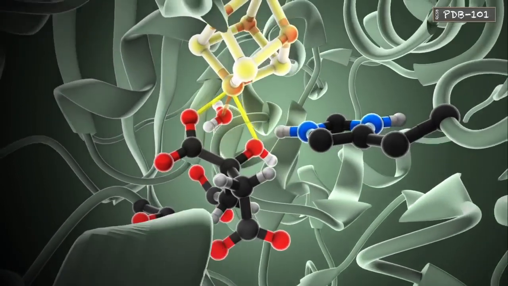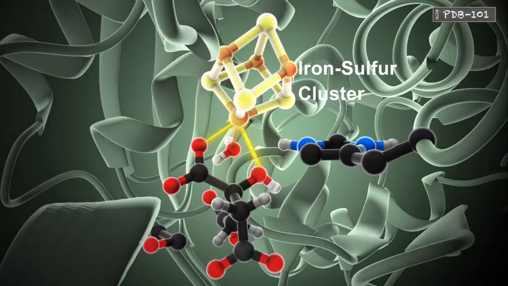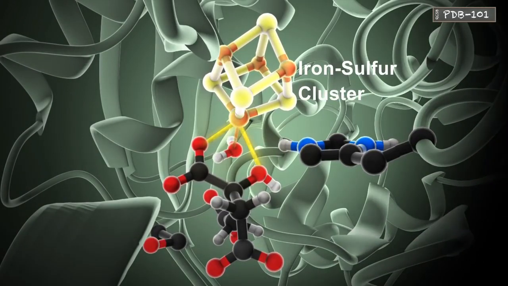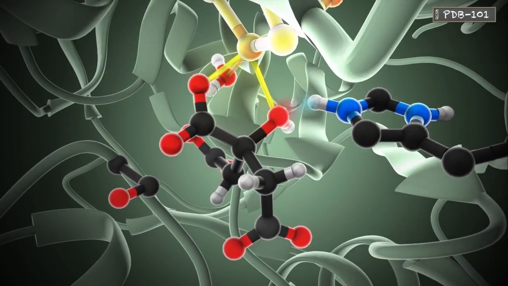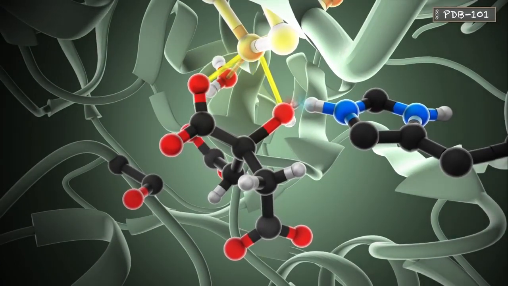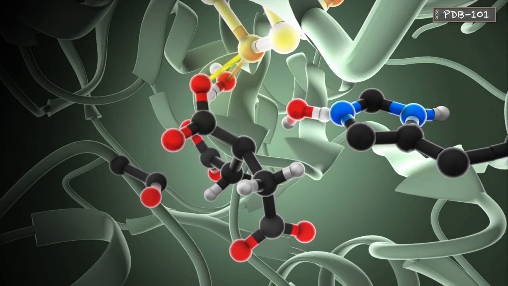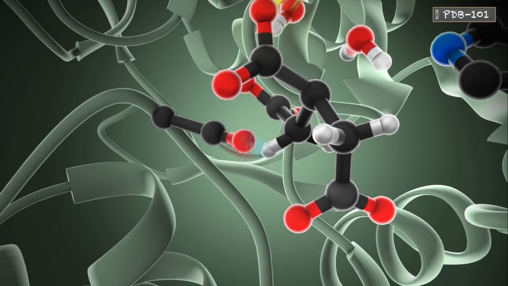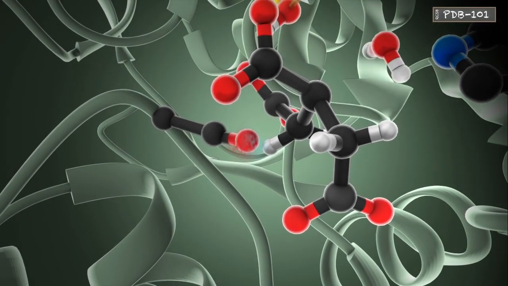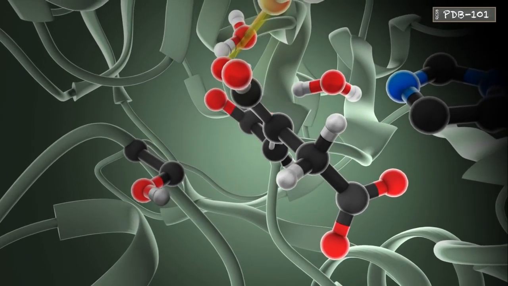The active site of aconitase also contains an iron-sulfur cluster that stabilizes the substrate electrostatically and helps to position it relative to the catalytic residues. The first step in the reaction is dehydration. In this step, histidine acts as an acid and protonates the hydroxyl on the substrate, allowing it to leave as a water molecule. Serine then acts as a base, extracting a hydrogen atom from the opposite side of the substrate, forming the intermediate cis-aconitate.